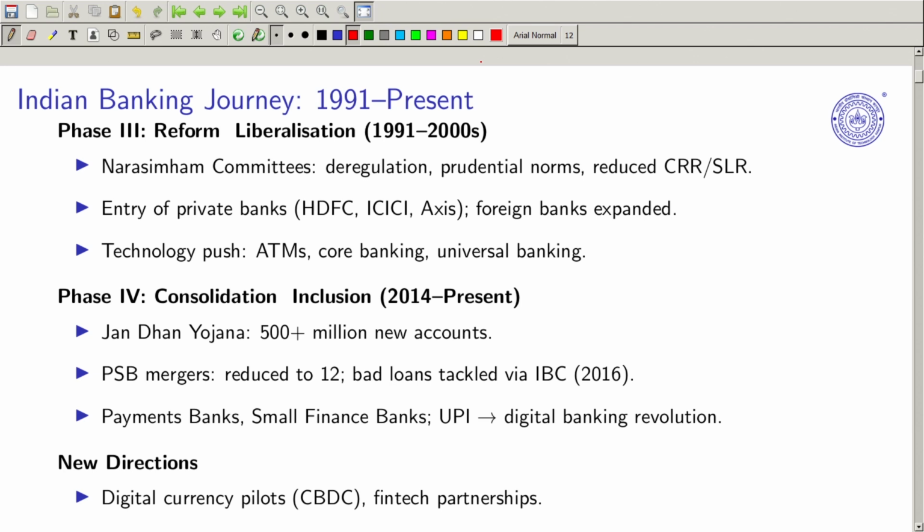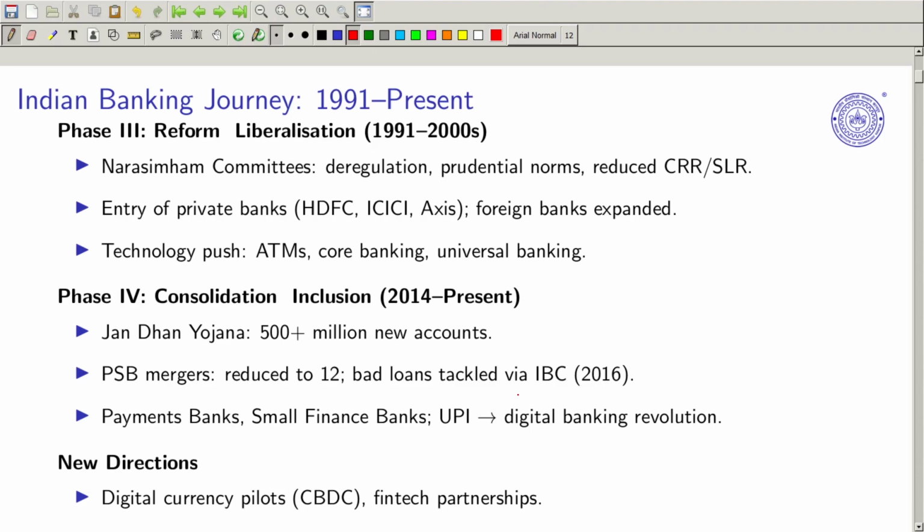Then we also introduced technology, so we see ATMs, core banking, and universal banking also started, which means that at one place you will have all the details. Net banking and all those things are part of it. Later we saw that the net banking culture started, wherein you can access banking services through your mobile. Now, post 2014, we saw a new type of structure coming in, in which we went for financial inclusion.